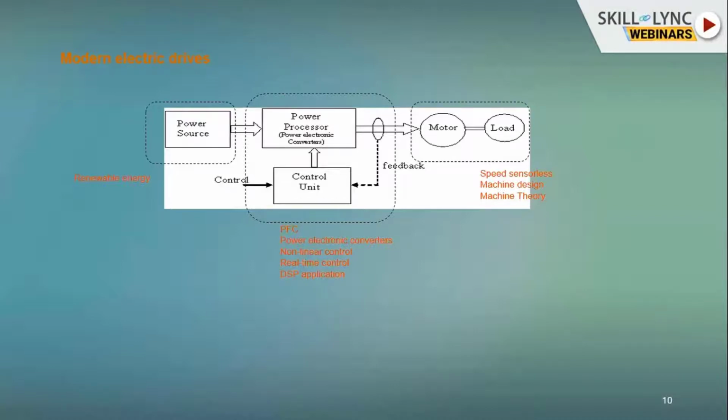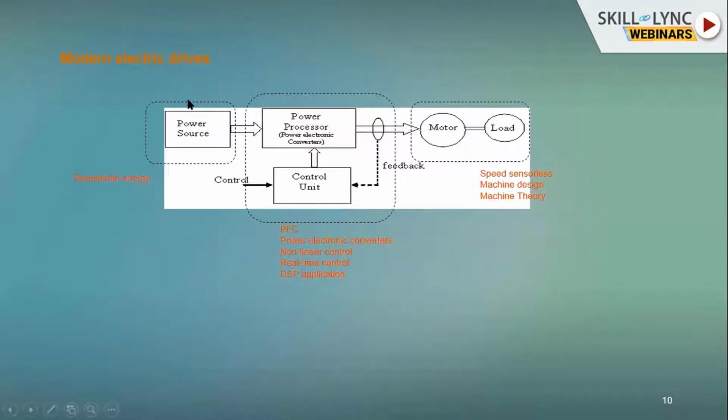Then in case of the control parameters, one may go ahead with power factor correction, power electronic converters, non-linear control strategies, real-time control strategies, and DSP can be applied while using that controller. Also, there are speed sensorless technologies, and people are working on machine design and machine theory to improve the machines.